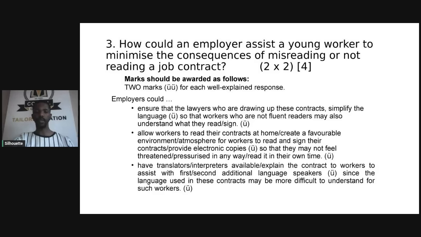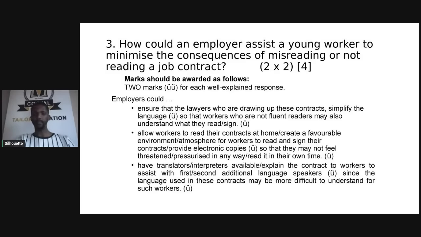Number two, secondly, to qualify, I didn't explain the mark allocation. It's 2 times 2, which is 2 facts, statements or opinions, and each is worth 2 marks, and then you qualify it for the second mark. Okay, so qualify it so that workers who are not fluent readers may also understand what is written there. Okay. And then another possible response, employers could allow workers to read their contracts at home so that they can create a favorable environment that they are comfortable in, so they're able to read it without pressure before they sign.